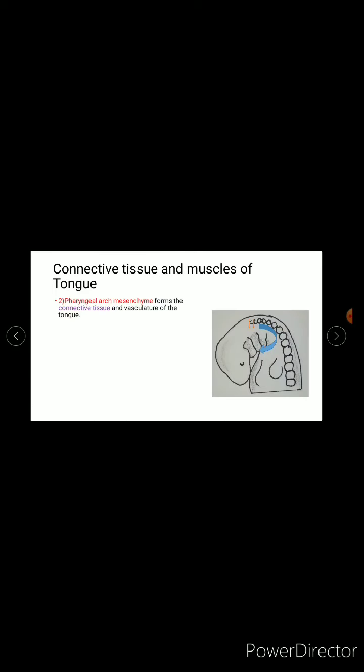Now the connective tissue and muscles of the tongue. In this diagram you can see the occipital myotomes, and these are the pharyngeal arches.